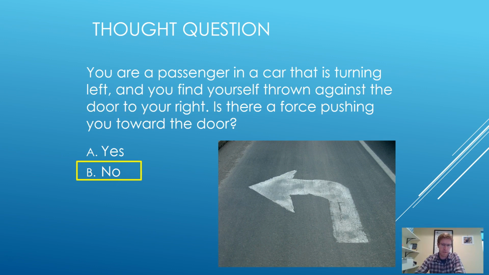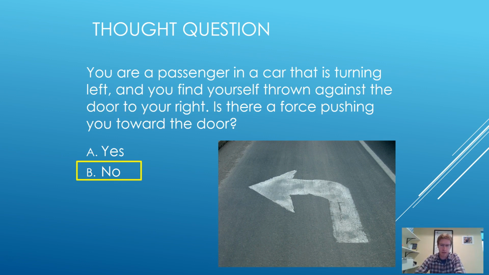I bet a lot of you said yes. A lot of you are probably thinking, oh yeah, there's that centripetal, centrifugal, or something like that force pushing me outward. That's why I feel that. No, wrong. Yeah, okay, there might be a force from your sibling pushing against you, especially if it's like my sister, who would push against the door to add a little bonus force. But if we ignore that, there's no actual force pushing you outward.